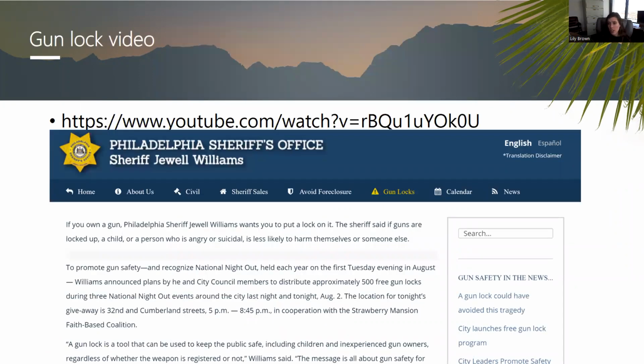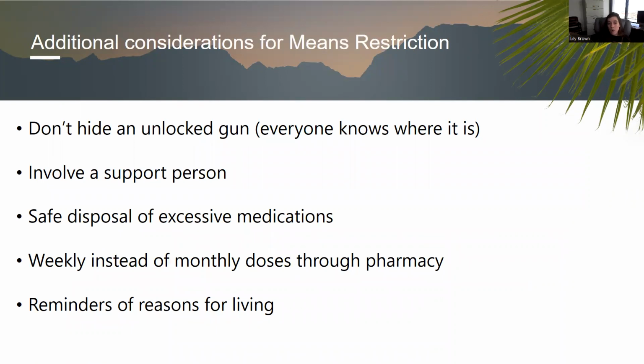There are some really great resources in Philadelphia for things like getting gun locks. I'd encourage you to look into videos about how a gun lock works, because there's a lot of research that shows that safe storage practices, including gun locks and storage chests and safes for guns, can reduce risk when people are feeling suicidal. And so those are important considerations to know about. Lastly, it's important to consider that you don't want to hide an unlocked gun. There's research that shows that everyone in your family knows where it is, even if you don't think that they do. It can be helpful to involve a support person when you're asking folks about suicide risk.